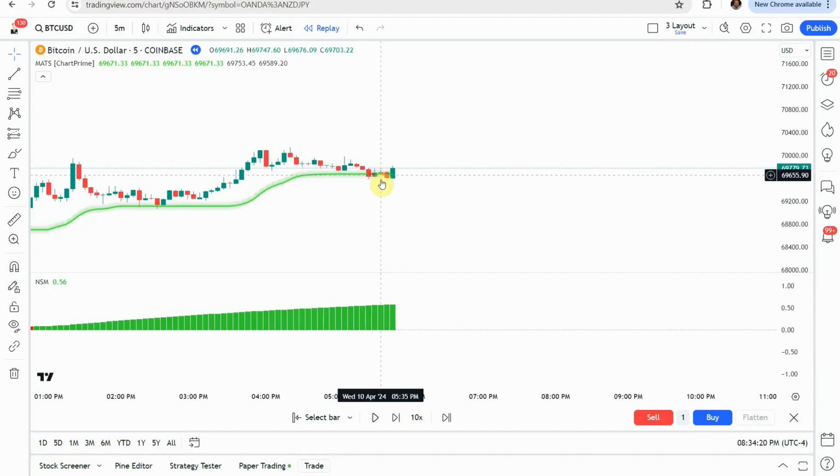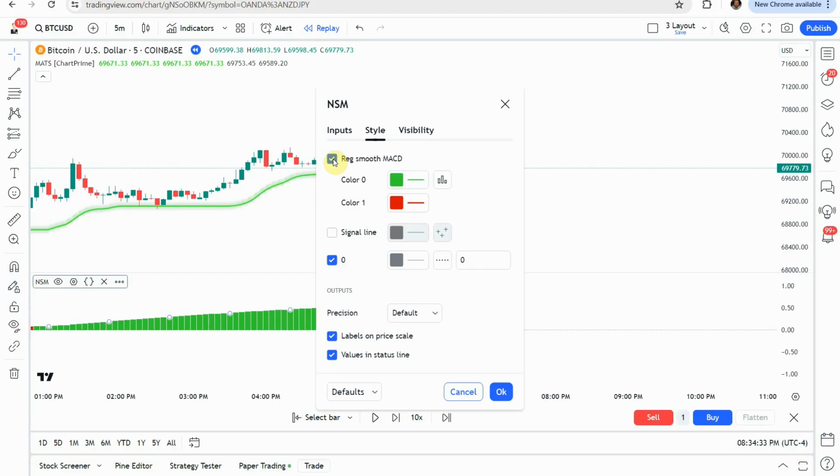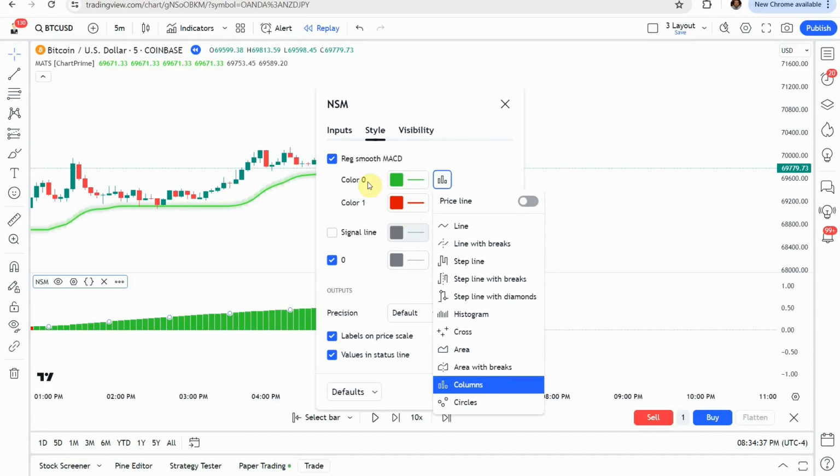And when we get that shift in the color there, we're going to look down to the smooth MACD, and we want the smooth MACD to be green. One thing I didn't mention in the settings, this probably looks vastly different, is you're going to want to change these to columns.